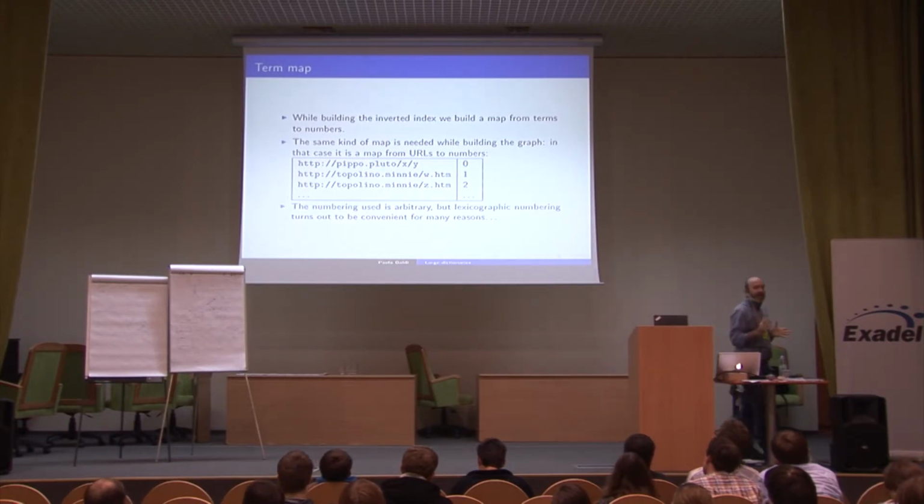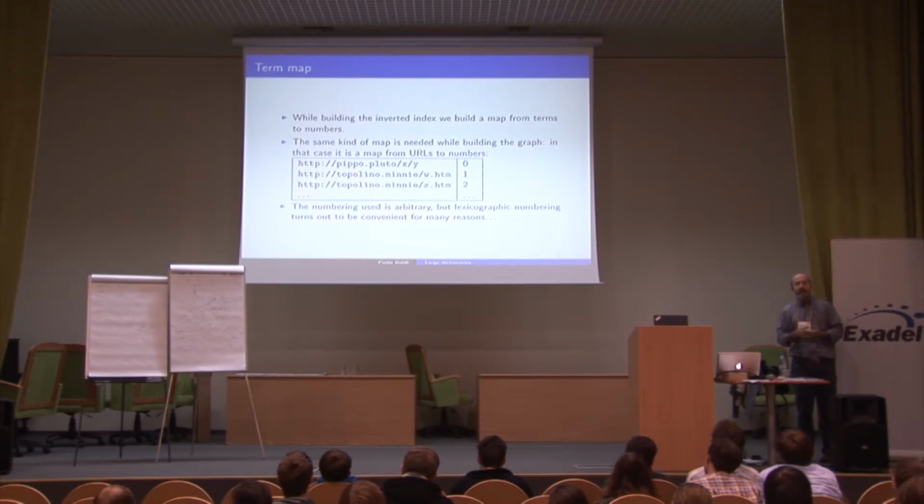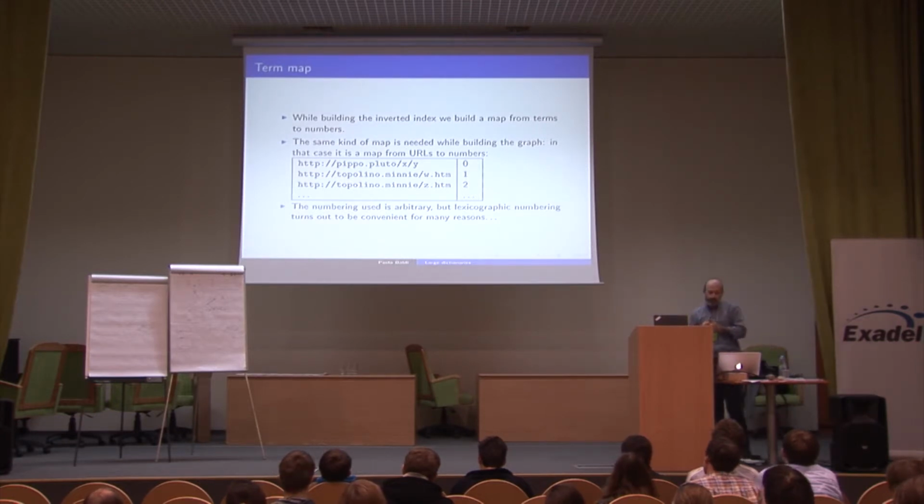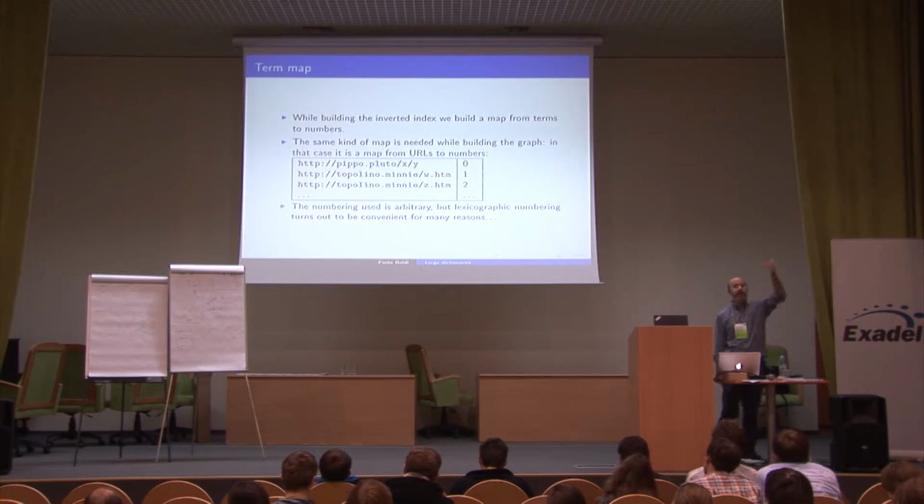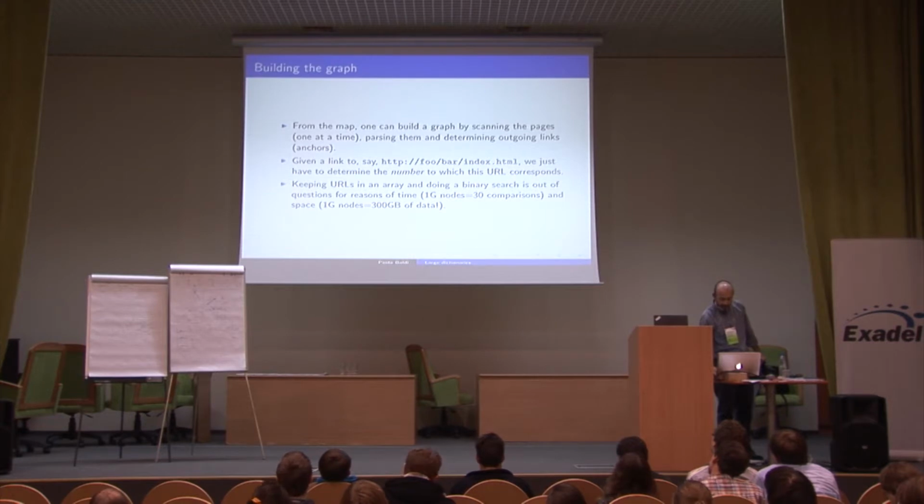Now, actually, the numbering is more or less arbitrary. There is no specific reason to assign a particular number to a page. The only important thing is that you map n pages to n numbers. But for some reasons that will turn out to be useful, it's better that the numbering is lexicographic. So on the left-hand side, you have the URLs you have collected in lexicographic order, and on the right-hand side, you have the numbers from 0 to n-1. As I told you, this is used to build the graph.